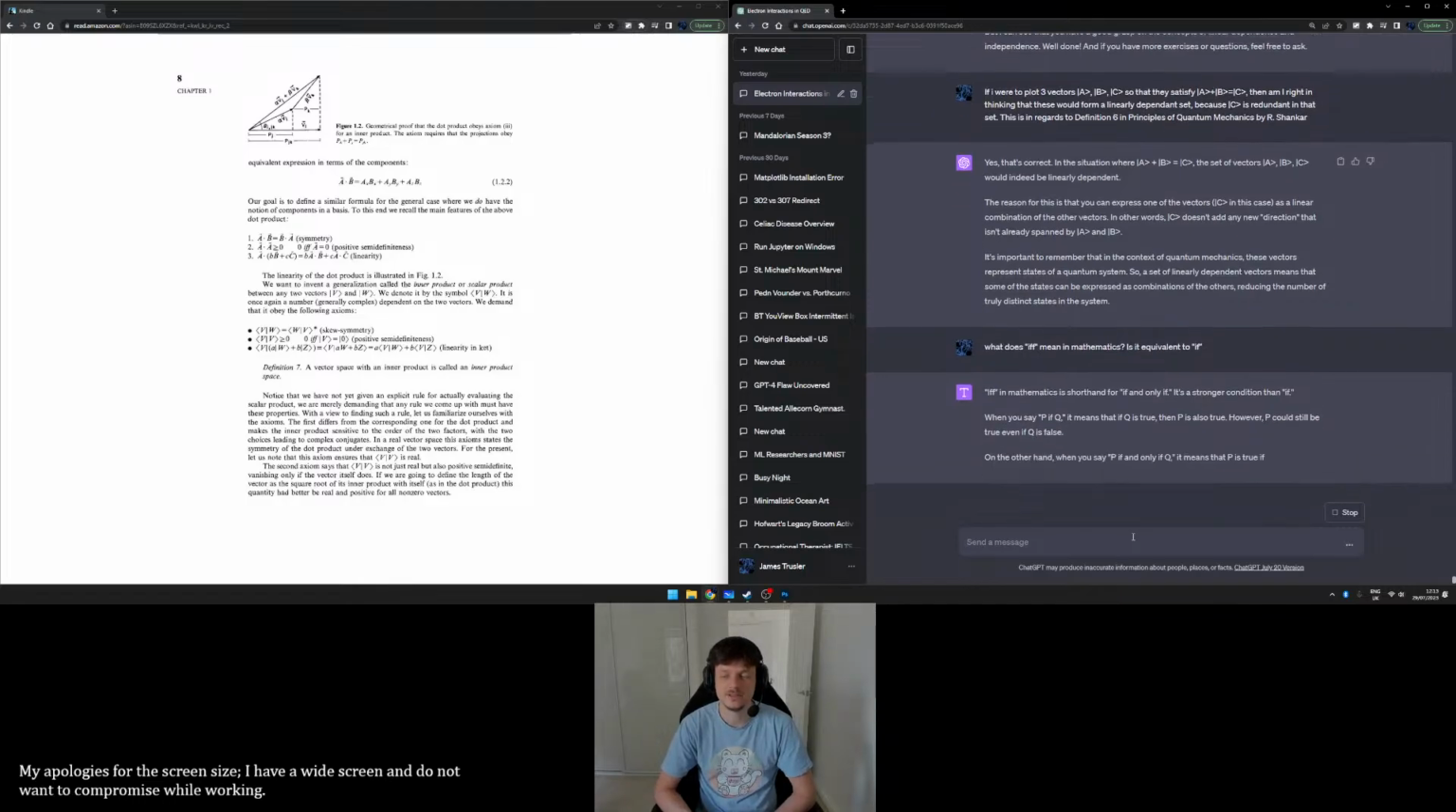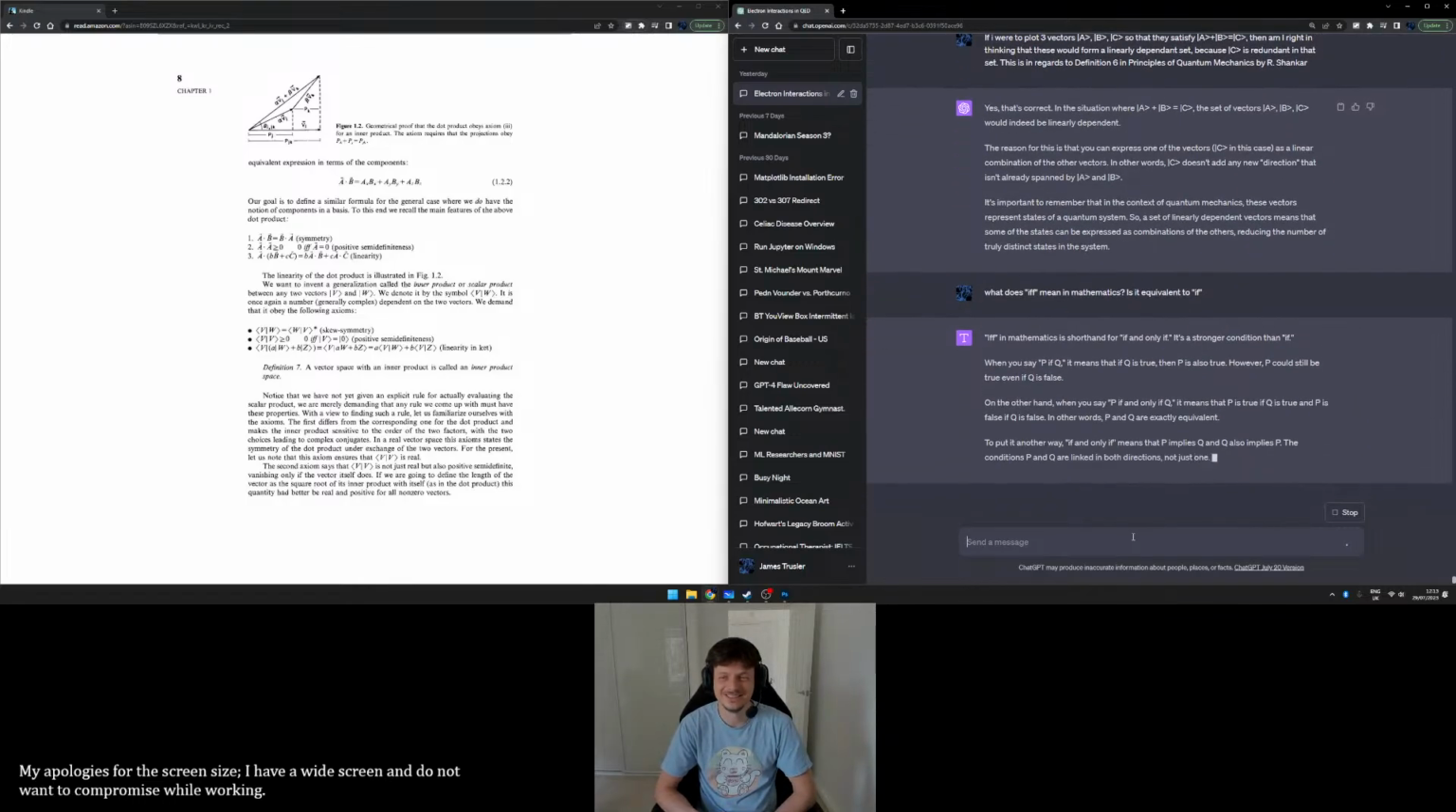If and only if. It's a stronger condition than if. When you say P if Q, it means that if Q is true, then P is also true. However, P could still be true even if Q is false. On the other hand, when you say P if and only if Q, it means that P is true if Q is true, and P is false if Q is false. In other words, P and Q are exactly equivalent. To put it another way, if and only if means that P implies Q, and Q also implies P. The conditions P and Q are linked in both directions, not just one. Okay, that's good. Glad I looked that up.